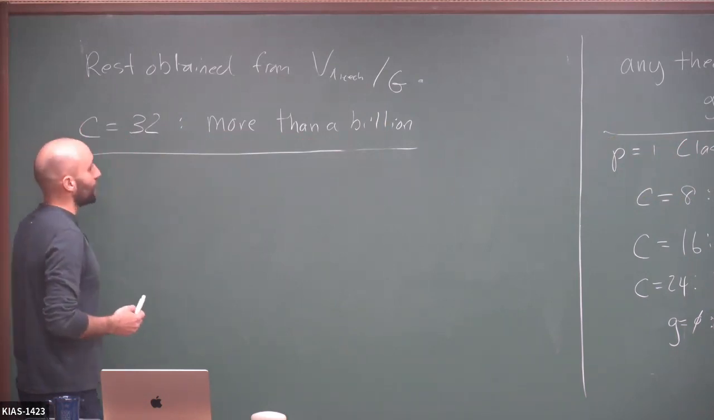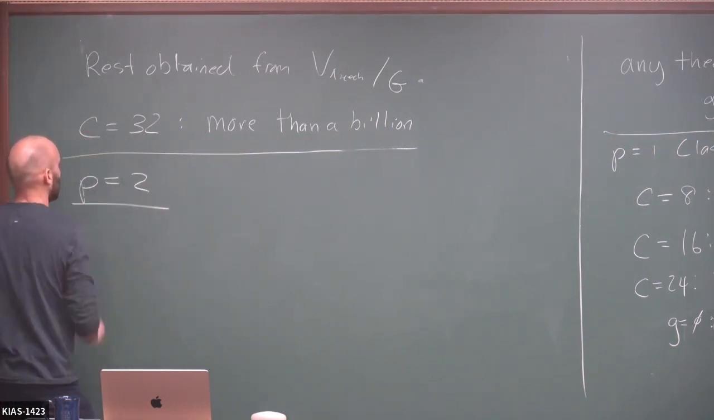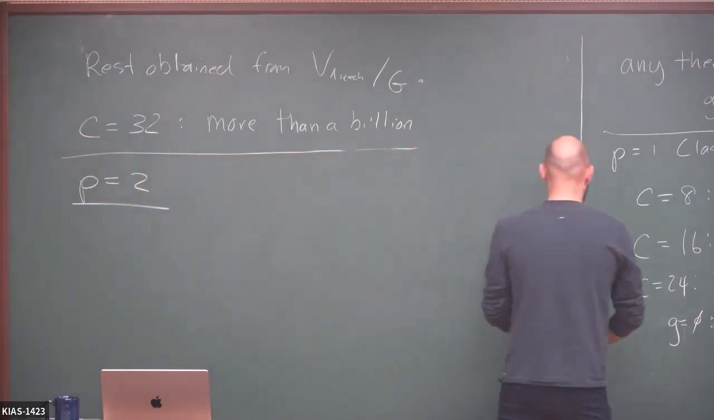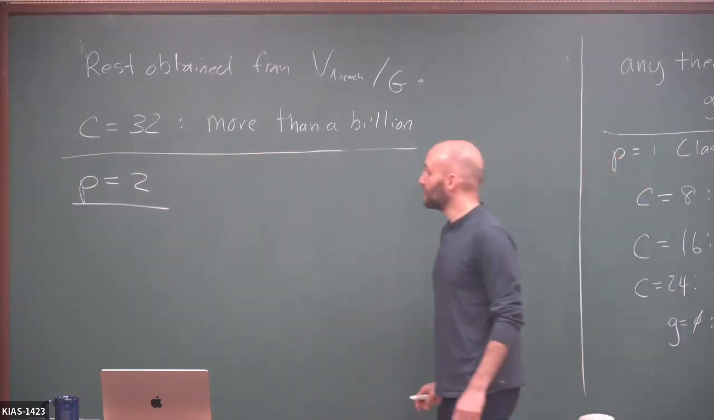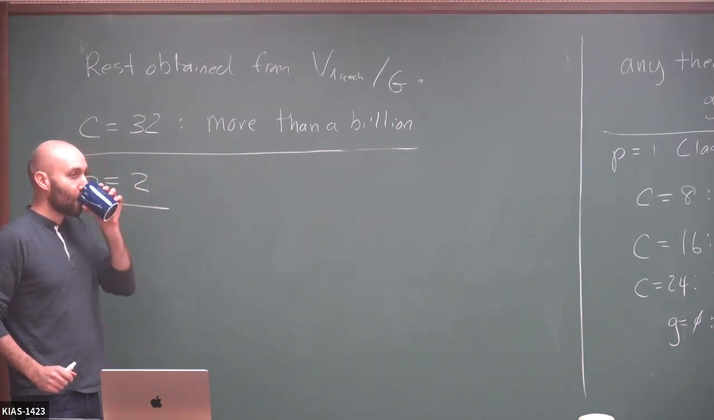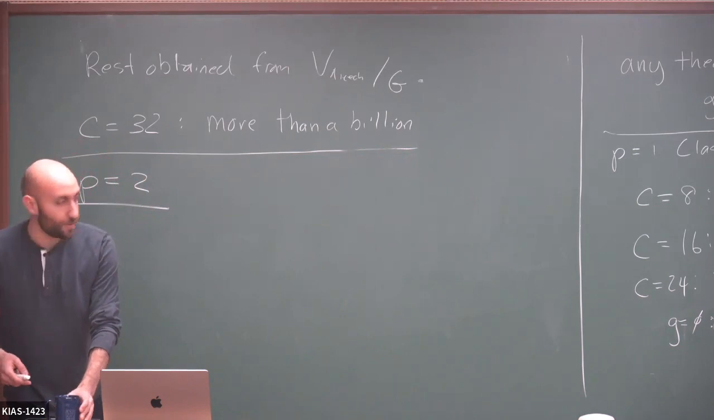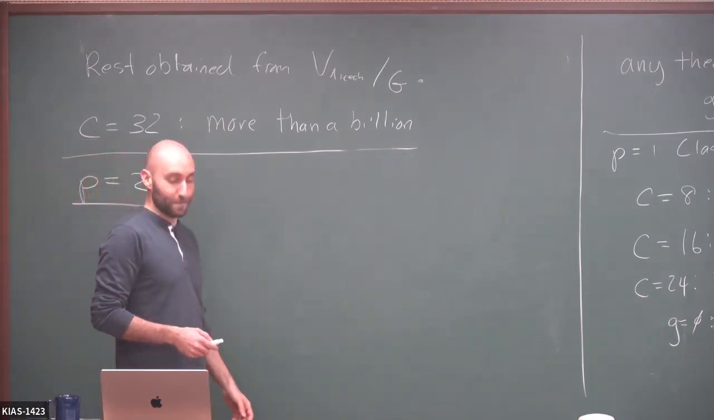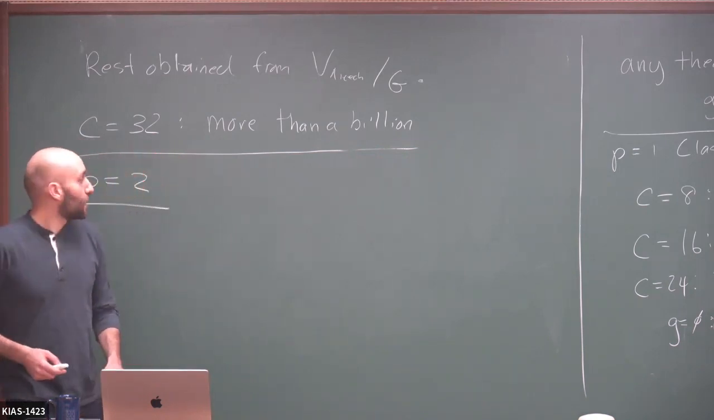But the next thing that you might try to do is the next simplest case, which is p equals 2. Those c equals 32 theories are just p equals 1 theories. Yes, c equals 32, p equals 1 theories, there are already more than a billion, somewhat surprisingly.